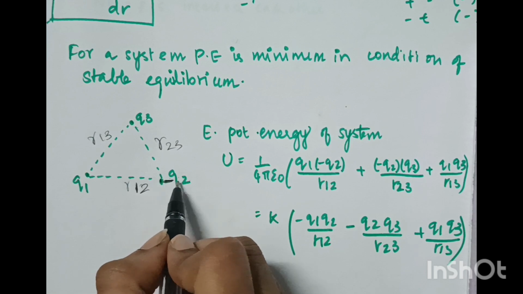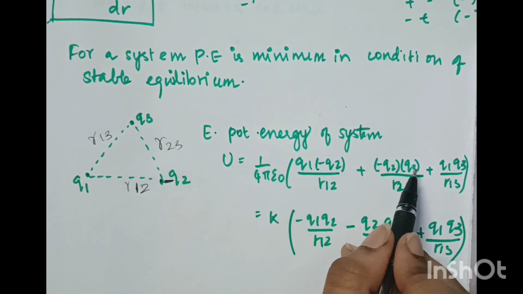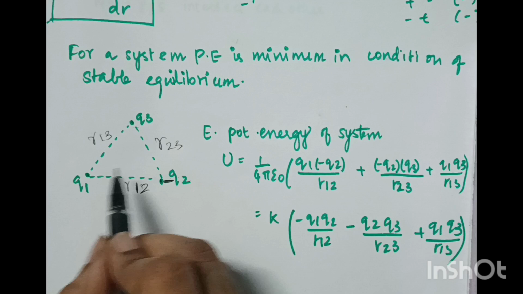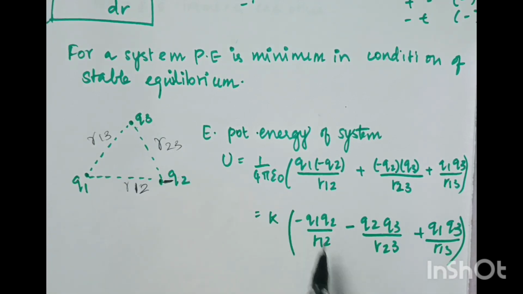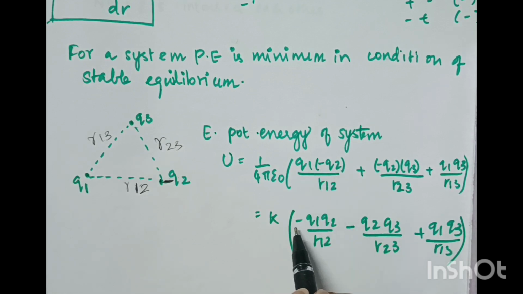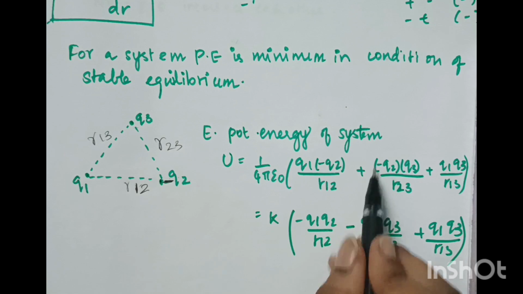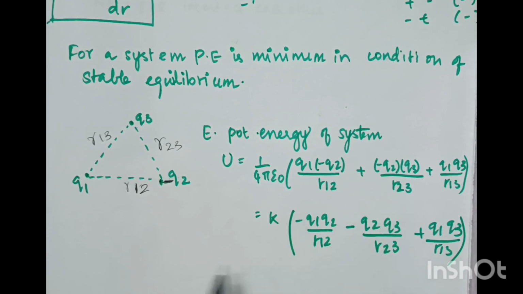Next combination we have to take is any two. We are taking Q2 and Q3, so it is minus Q2 Q3 by R23 plus Q1 Q3 by R13. So that is simple. We are just simplifying it. We have just taken the minus here. So this is the electric potential energy of this system.